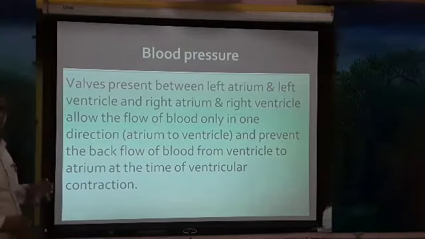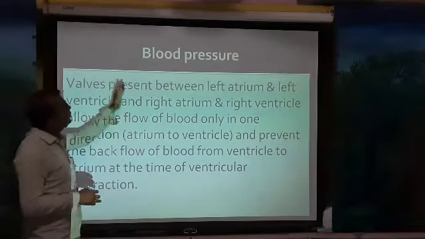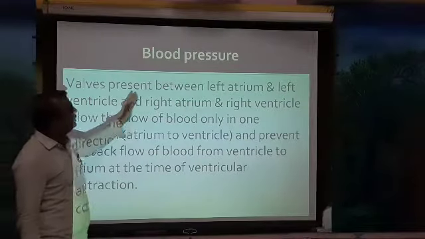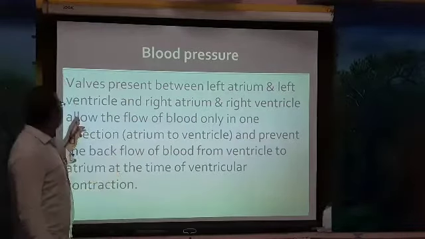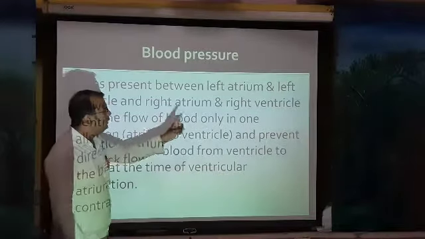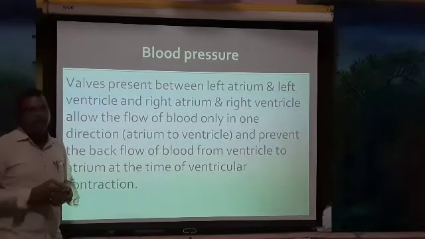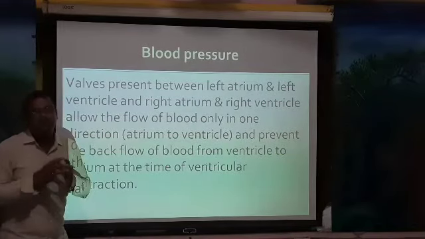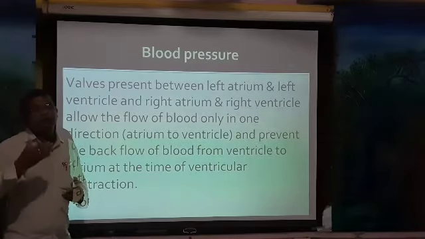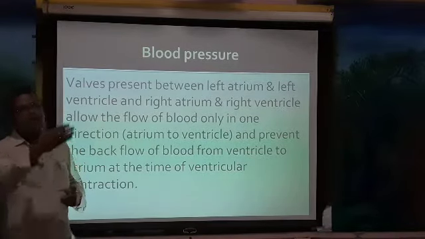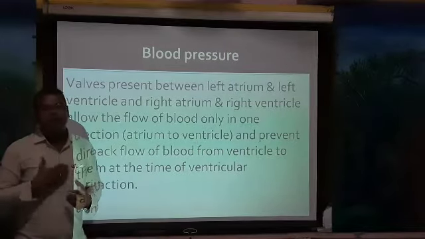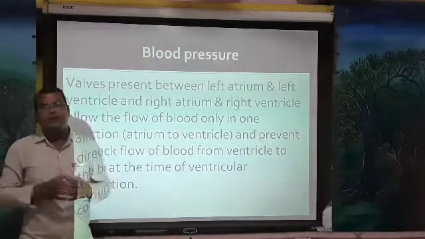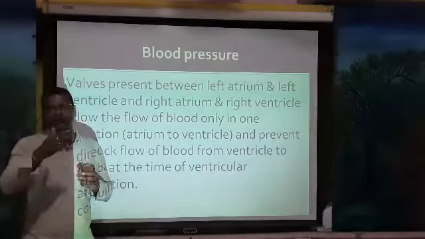Okay. Next we will see the next part of the topic, that is blood pressure. What is blood pressure? The valves present between the left atrium and the left ventricle, and between the right atrium and the right ventricle, allow the flow of blood only in one direction. We have seen that the auricles and ventricles are the four chambers in our heart. The blood always flows from the auricle to the ventricle, but it does not go back from the ventricle to the auricle. This is prevented by the valves present between the auricle and the ventricle.